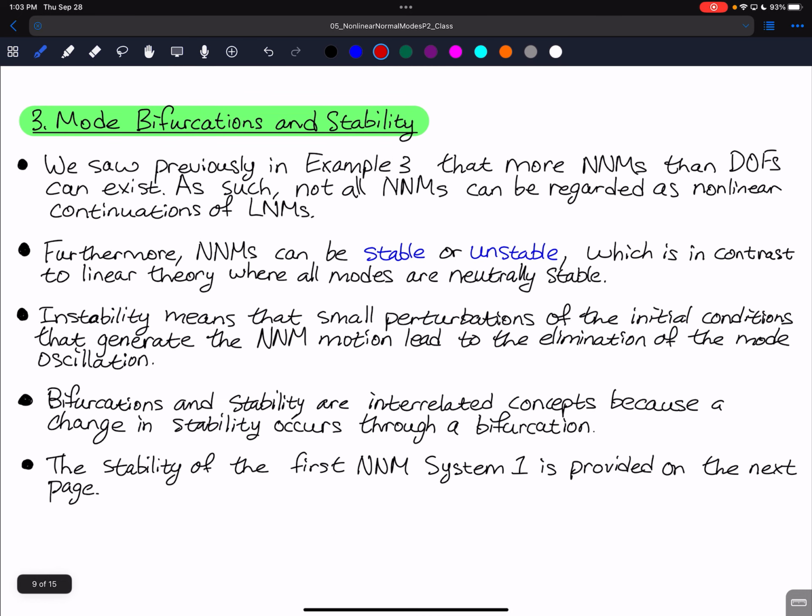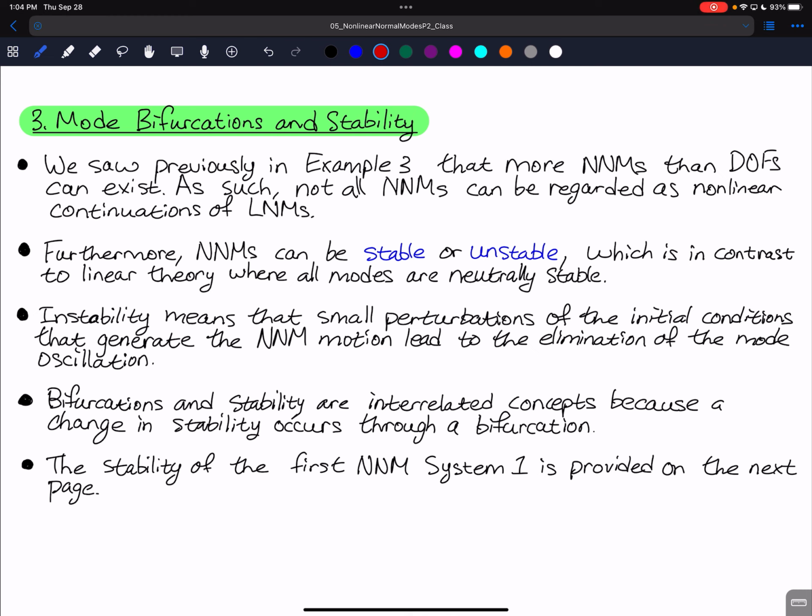All right, so the third fundamental property is that of bifurcation, mode bifurcations, and stability. We saw previously in example 3 that more nonlinear normal modes than degrees of freedom can exist. And as a result of that, not all NNMs can be regarded as nonlinear continuations of linear normal modes. Some of them fit quite nicely based on that, but others do not really fit along that, especially if you can have many or more than one existing at the same time.